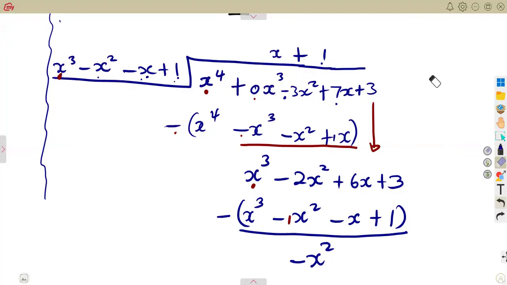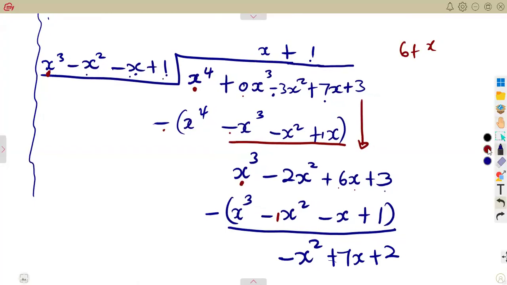All right, then we also consider the part of x here. That's 6 minus minus, so that will be a plus 6 plus x, which is simply 7x. So that will be 7x, 3 minus 1, that is a positive 2. In this case, we can notice that we cannot divide this to the first term.